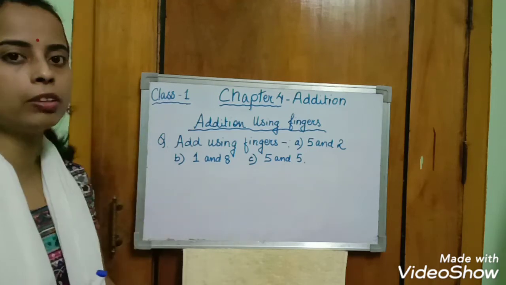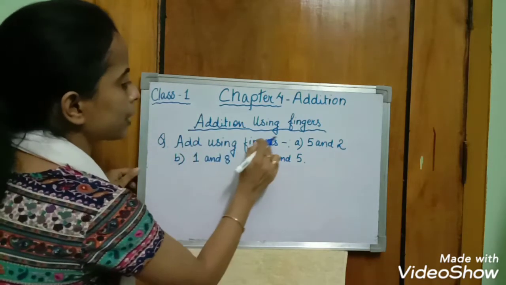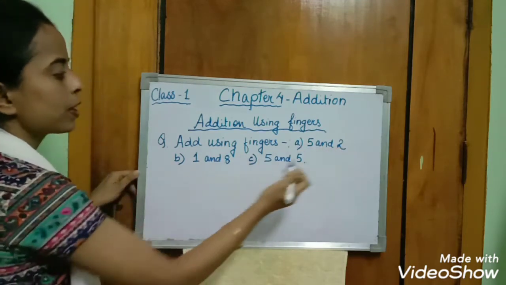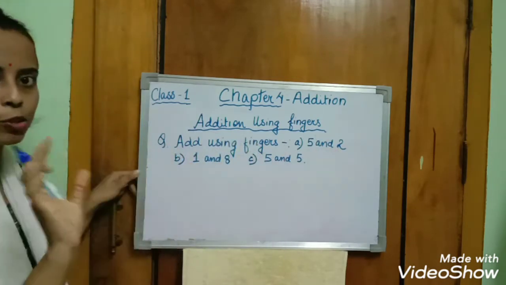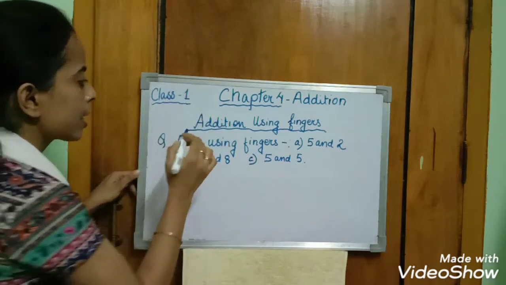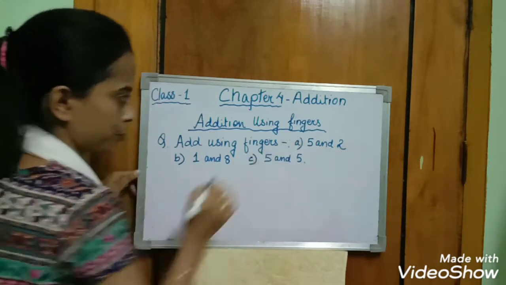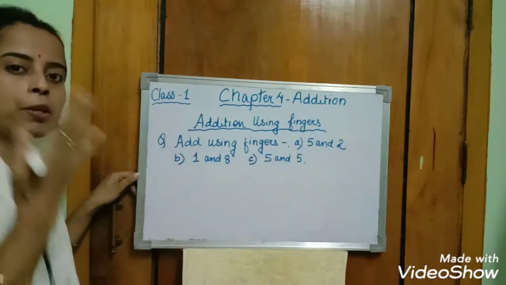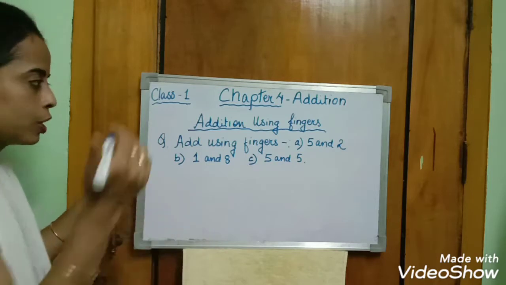I have written one question. Everyone, just see. The question is: add using fingers. These are the numbers given here. Number A, 5 and 2. That means we need to add 5 and 2 by using which method? We are learning addition using fingers. So the first one is: add using fingers, number A, 5 and 2. We will add 5 and 2 by using fingers.